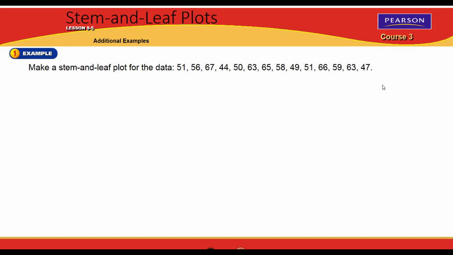Let's say that I joined the NBA, and this was the amount of points I scored in each of the 14 games I played in. So you can see I scored 51, 56, 67, 44, 50, 63, and so on. What we could do is organize this data in what is called a stem and leaf plot. In a stem and leaf plot, you need to figure out the stems and the leaves. It's probably where the name came from.